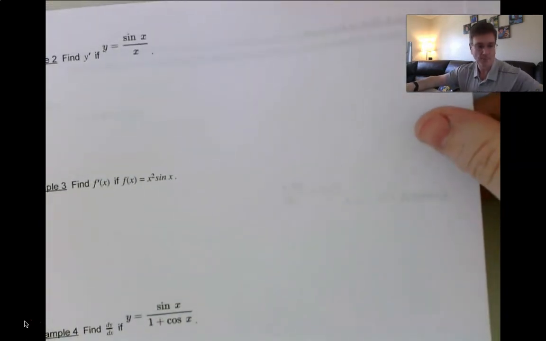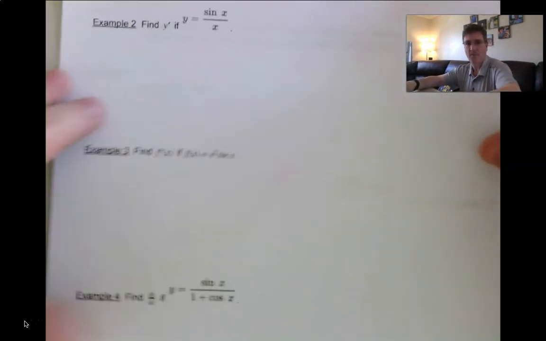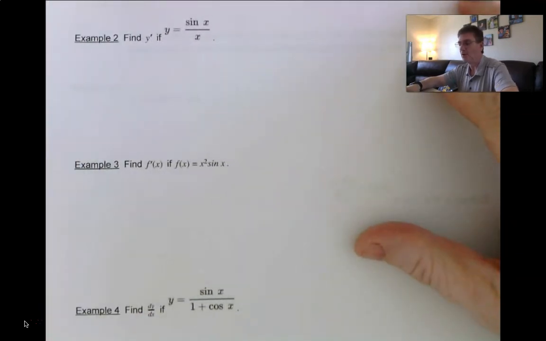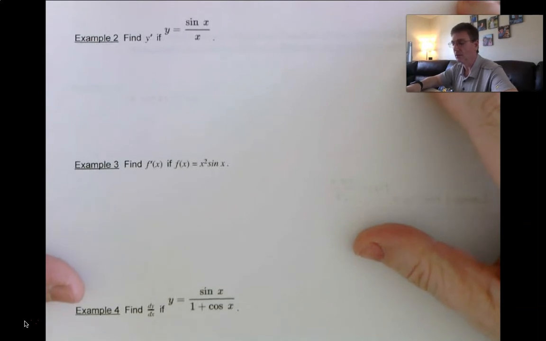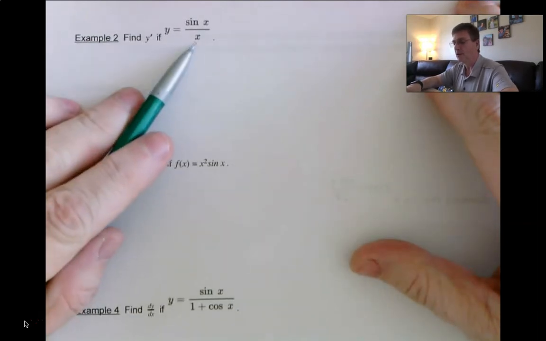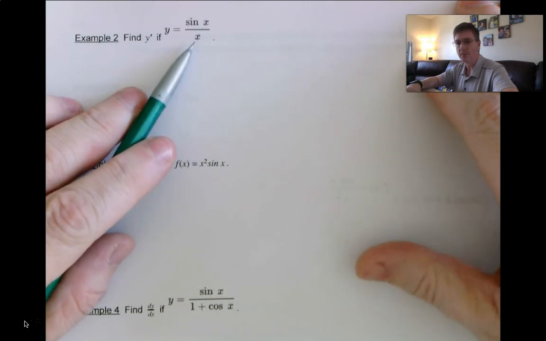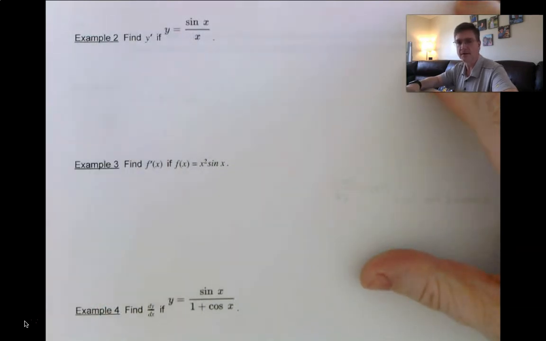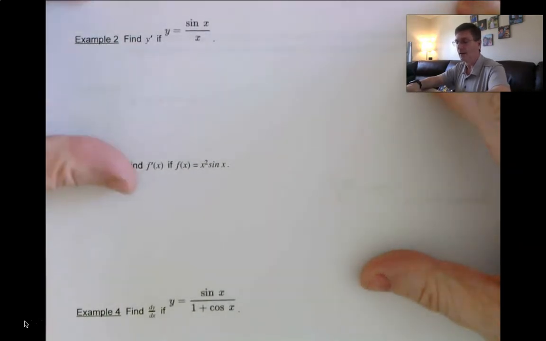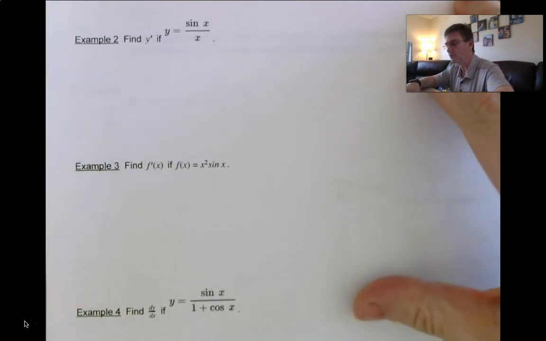Example 2. Find y prime if y is equal to sine of x over x. Now, I could make this an x to the negative 1 and do product rule, but I want to practice the quotient rule because later on, when we get to example 4 and another one even further down, quotient rule is really going to be the only rule that's going to apply. So let's get some practice with the quotient rule.